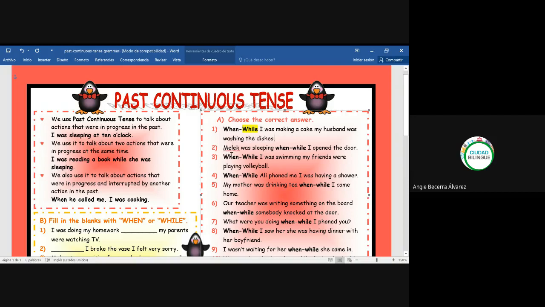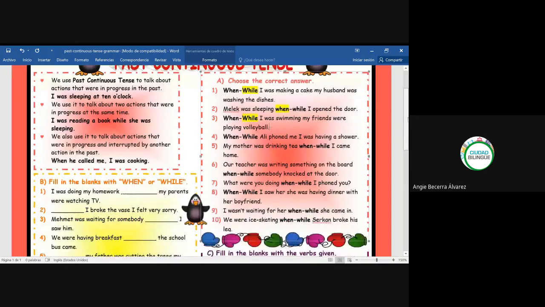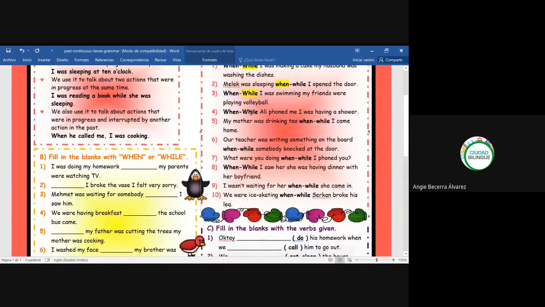Number two, Rocio. It says, Malik was sleeping when or while I opened the door. When I opened the door. Perfect. This is an interruption. Number three, Yoka. While I was swimming, my friends were playing volleyball. While. Perfect. This is simultaneous actions. Very good. Jamie, number four. When or while Ali told me I was having a shower? When. Perfect. This is an interruption.